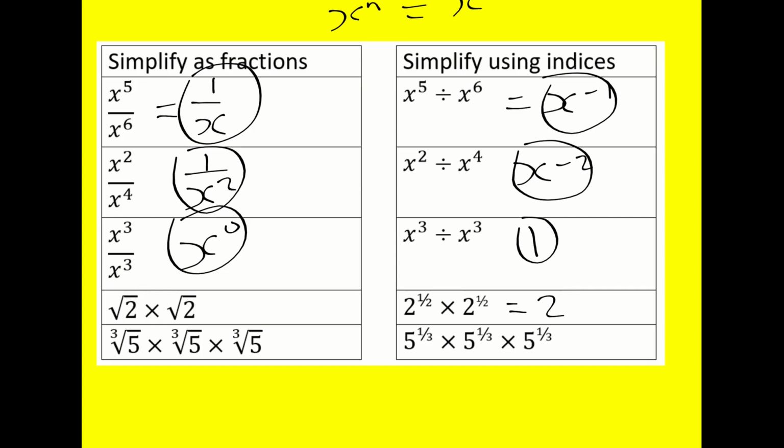But by definition, that's equal to 2, because the square root is what you times by itself to give the number inside the square root. So the square root of 5 times the square root of 5 is 5, and so on. So what does this tell us? It tells us something very, very important. It tells us actually that the square root of 2 must equal 2 to the power of a half.